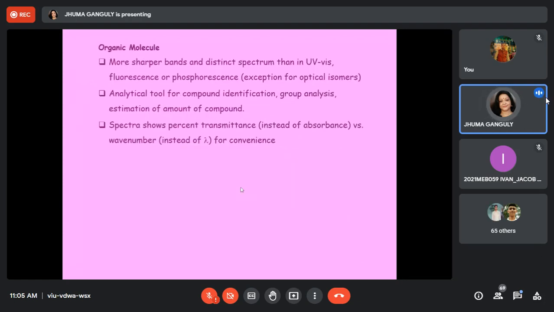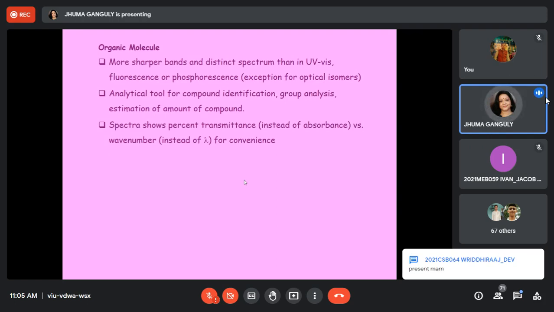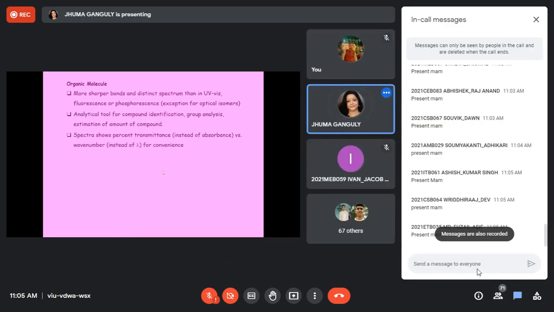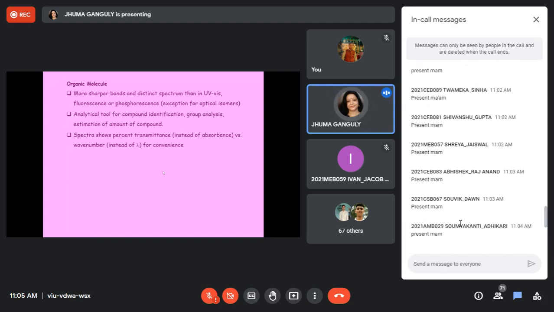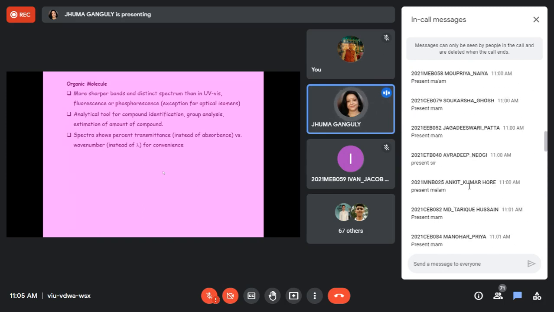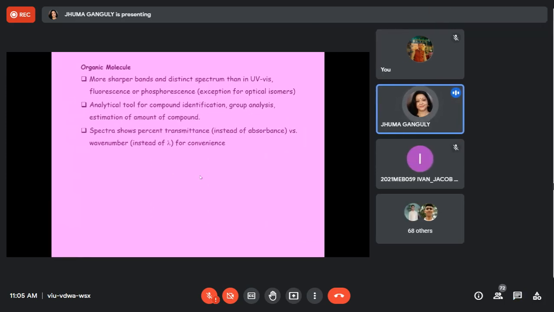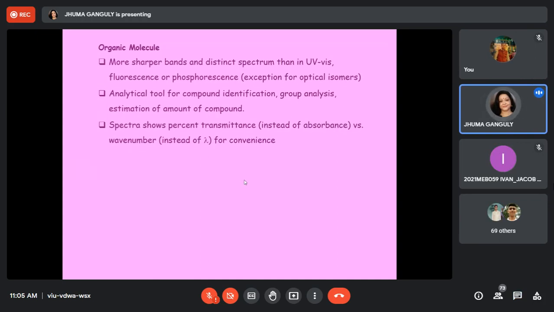Now for organic molecules, what happens? More sharper bands and a more distinct spectrum than UV visible. In the first slide you observe that there is some sharpness of the band peak, but in UV visible spectroscopy we have some broadness, and from there the maximum absorption, lambda max, can be calculated. It is not a single pointed peak. From the broadness of the peak we try to find one lambda max.